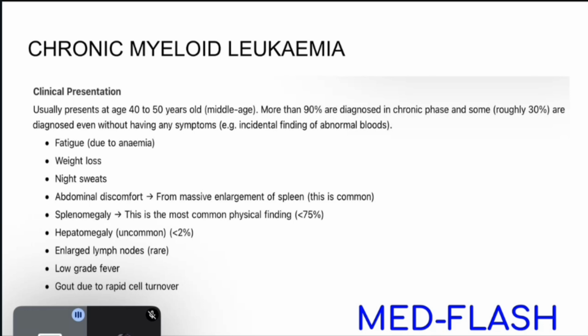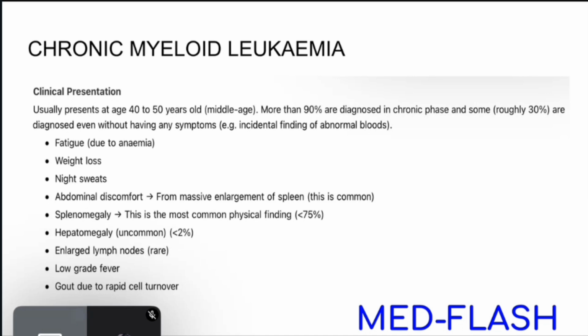Also, if the question mentions a patient with a low grade fever or a patient having gout manifestations, the answer would still be CML, so you need to know that even gout and low grade fever can occur in CML. One thing you might have noticed is that fatigue, weight loss, and night sweats coincide with lymphoma as well. These are the B symptoms of lymphoma. So how would you differentiate between lymphoma and a leukemia?